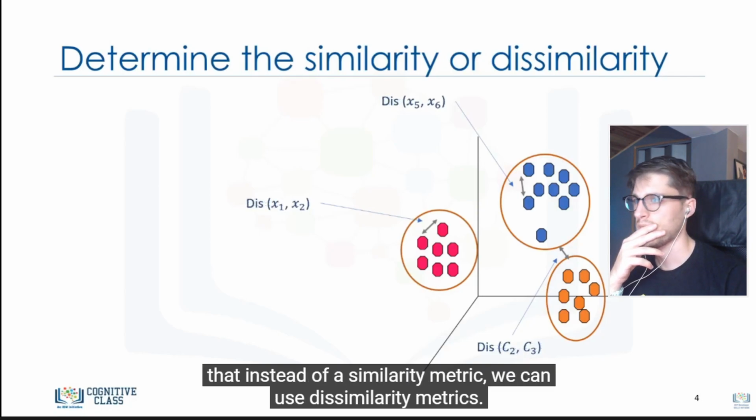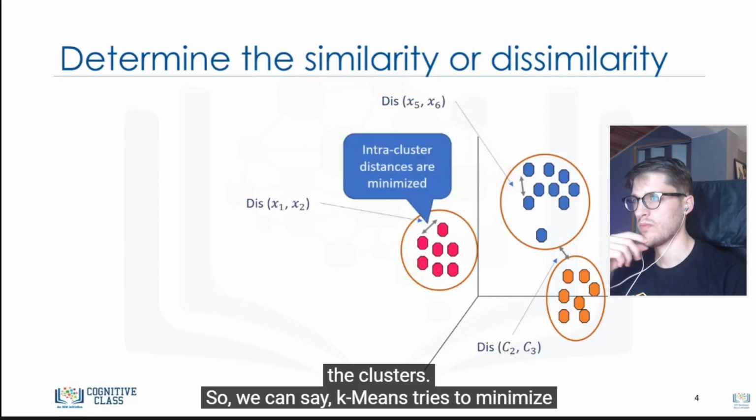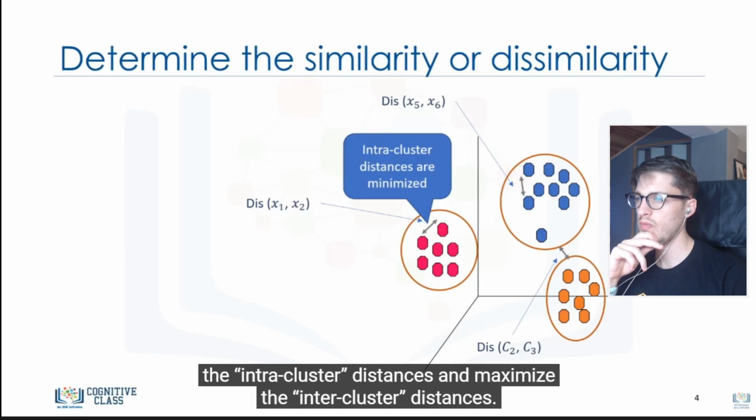can be shown that instead of a similarity metric, we can use dissimilarity metrics. In other words, conventionally, the distance of samples from each other is used to shape the clusters. So, we can say K-means tries to minimize the intra-cluster distances and maximize the inter-cluster distances.